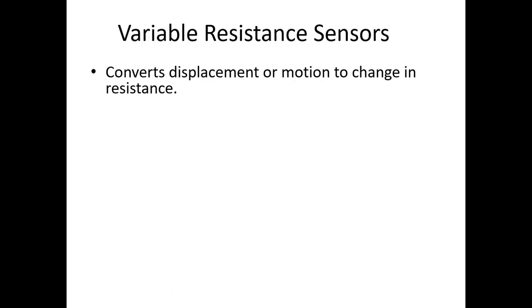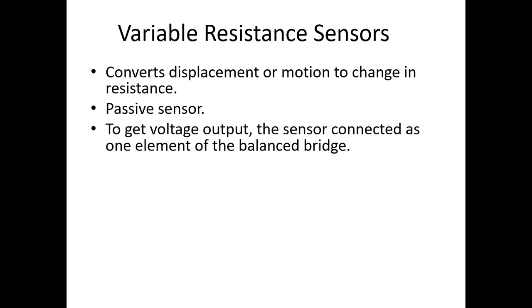Now let us see the variable resistance type of sensors, which convert the displacement or motion into resistance changes. Okay. Now there are different types available depending upon the use. There are depending upon the input as well. So we have linear type and angular type.